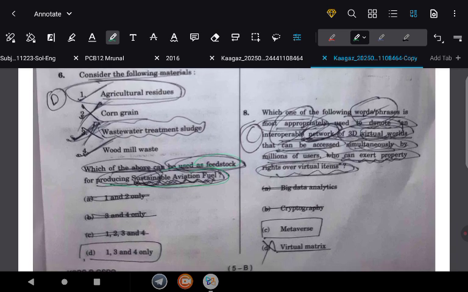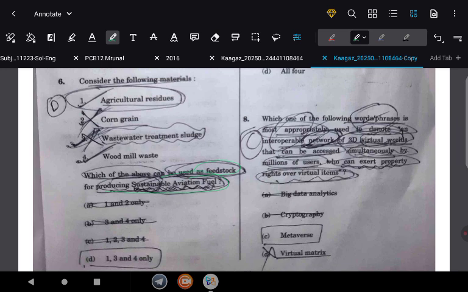Next question: which of the above can be used as a feedstock for producing sustainable aviation fuel? When we look at the options, I think I might have got this question wrong. The options were agricultural residues, I was okay with it. Waste water treatment sludge, okay. Wood mill waste, okay. I got a bit confused in the exam. I focused too much on the words sustainable aviation fuel, and I noted that wood mill waste, waste water sludge, and agricultural residue are more or less processed from waste. And this one was corn grain, so it is not a waste product per se.